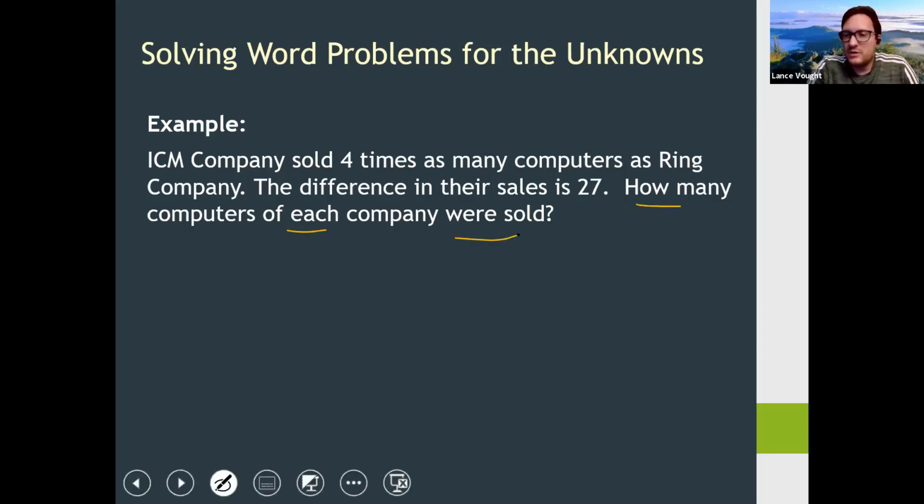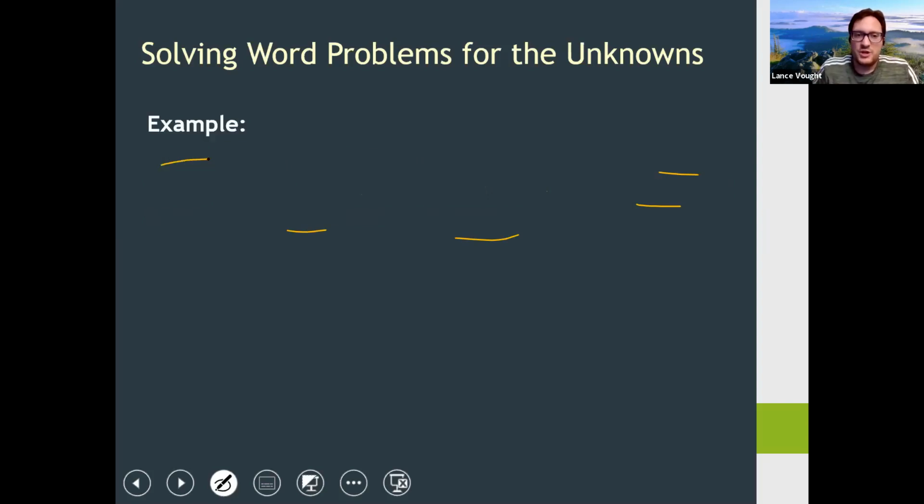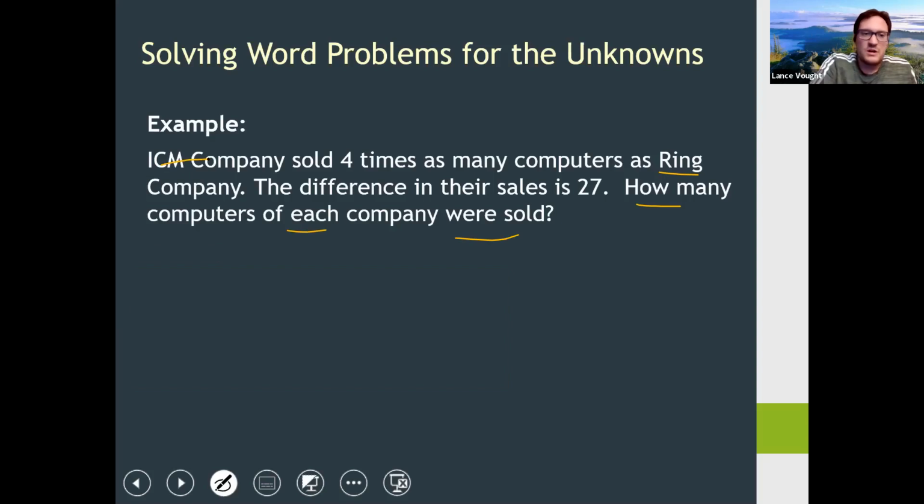That's why I said go to the call to question. Well, we know there's Ring and we know there's ICM. So our unknowns are ICM and Ring computers. The variable that we're going to use is X. But what is X going to represent?